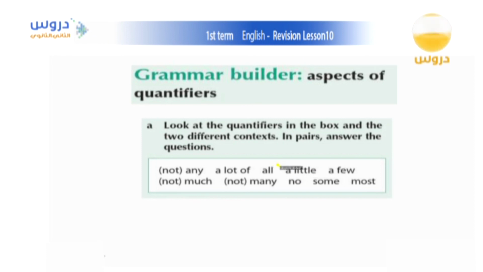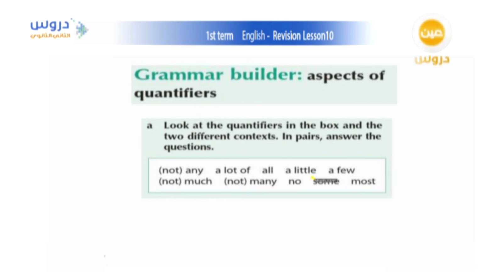All is always for both. You can say all people, you can say all students, you can say all information, you can say all books, you can say all the sugar, you can say all the water, and so on. A little is uncountable, good. A few is countable. A few people, a few books, a few is always countable.